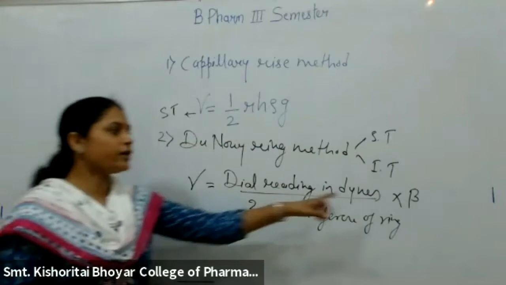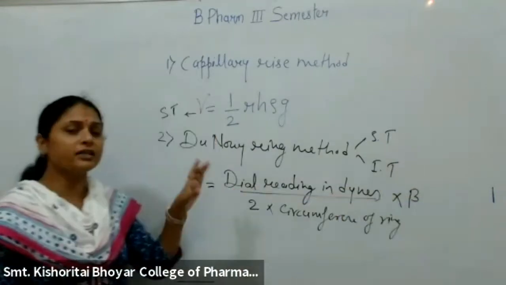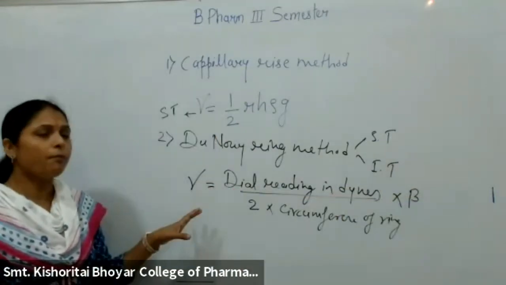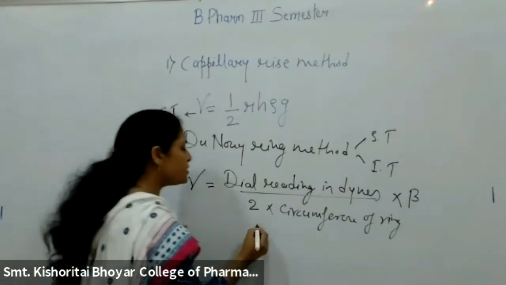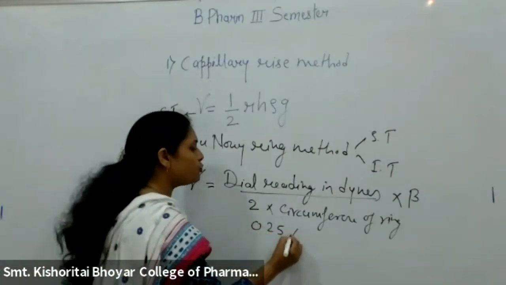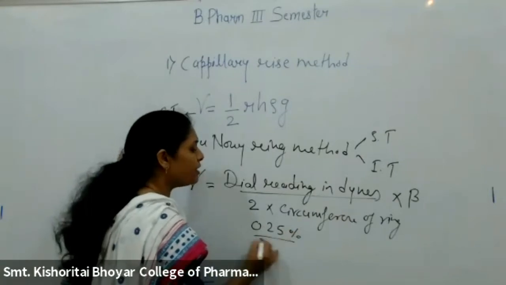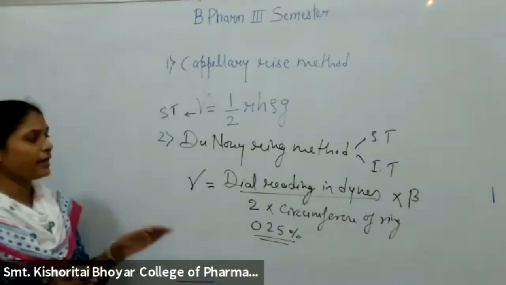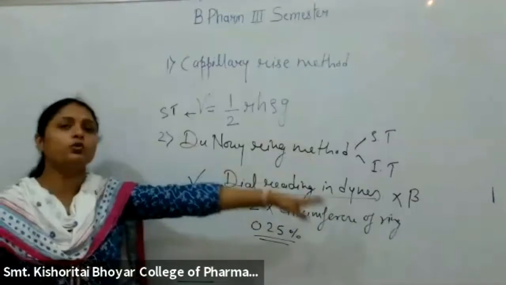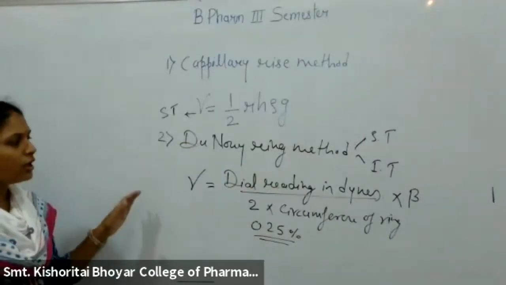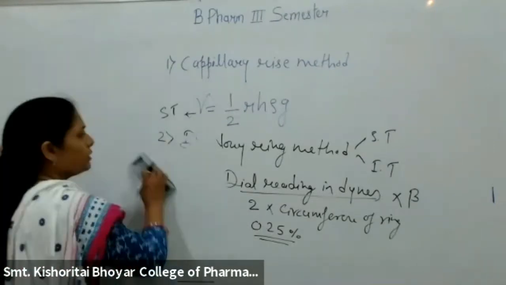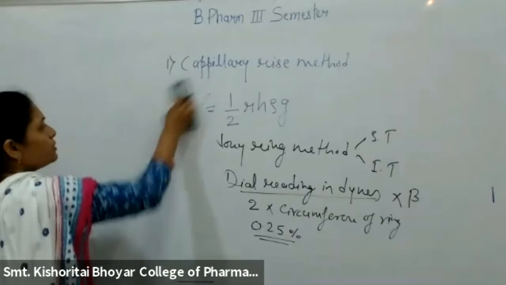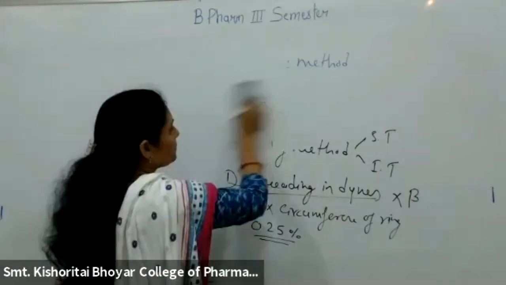If this correction factor is not there, it will give an error of maybe about 25%. But by including this beta in the equation, there will be a precision of up to 0.25%. That means the error will be very small when we include the correction factor in the equation. So this is all we discussed in the last lecture. Now moving to today's topic, that is about surface active agents.